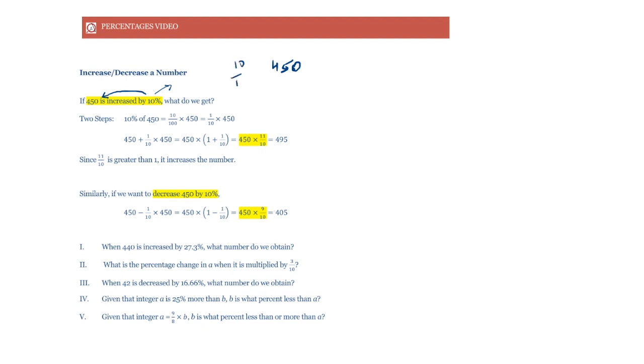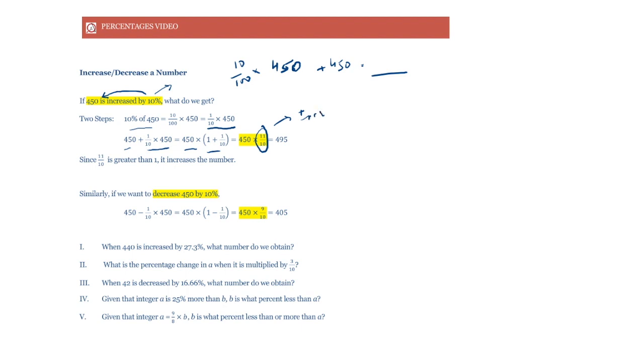So first we are going to find the 10% of 450, and then we are going to add it to 450 to get the increased value. All right. So look at what we're doing over here. We are finding out the 10% of 450, which is 1 by 10. And then we're saying 450 plus 1 by 10 of 450. So essentially, we are multiplying 450 by 11 upon 10.